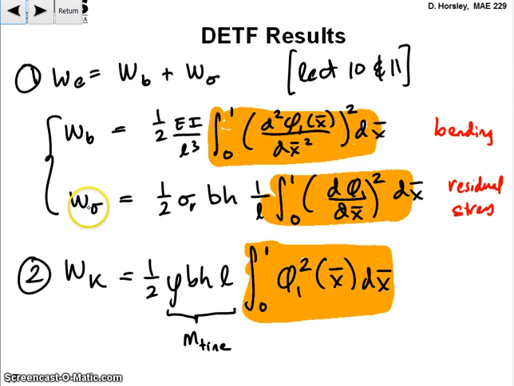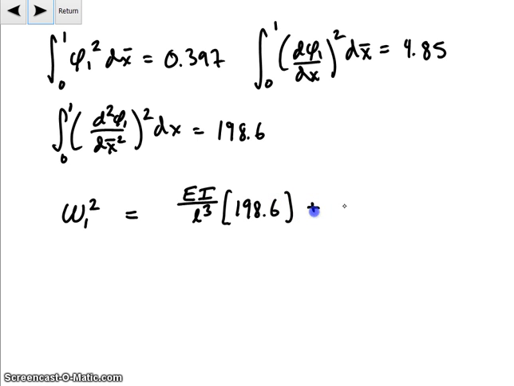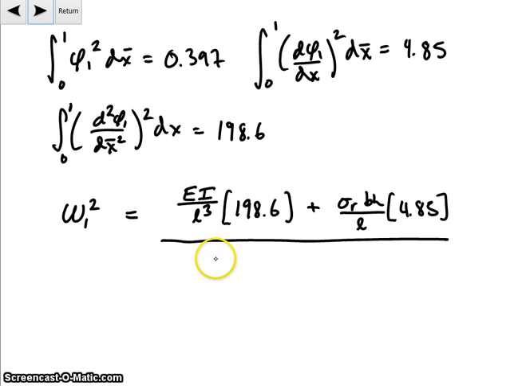Okay, and so what we end up with is that these are the terms that are in WE, which is WB plus W sigma, and we could write, in terms of our frequency estimate, omega 1 squared, the frequency of the first mode, is equal to, with the elastic strain energy on the top here, sigma r pH over L times 4.85, divided by the mass of the tine times 0.397. Actually, 0.397 times m tine.